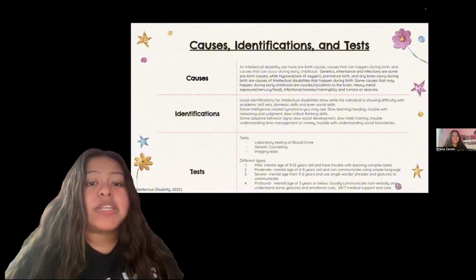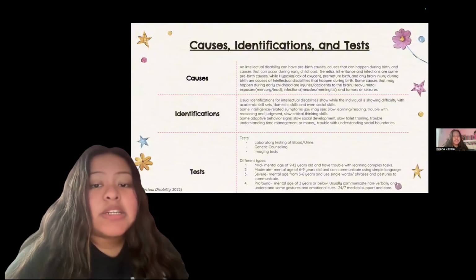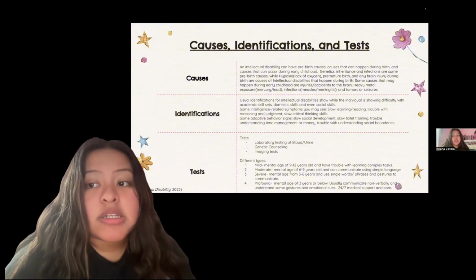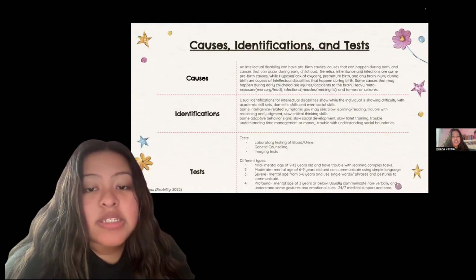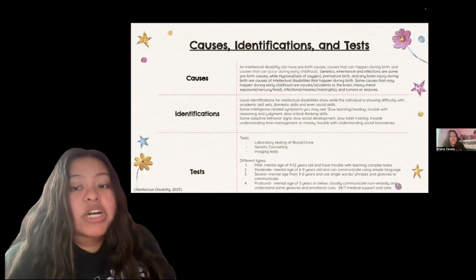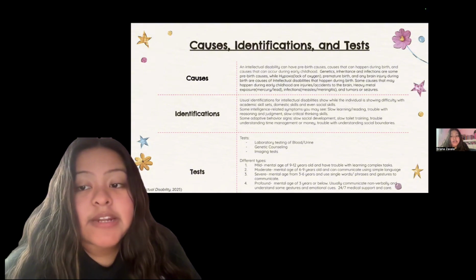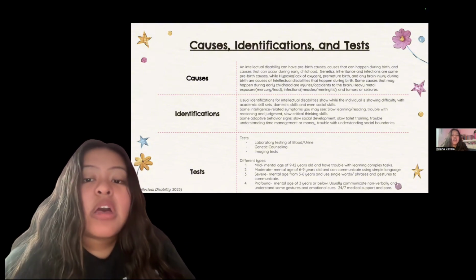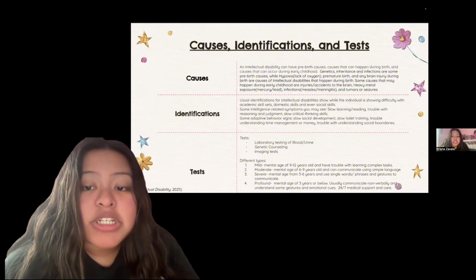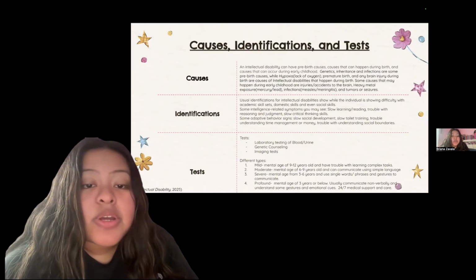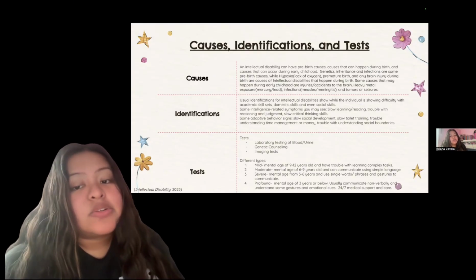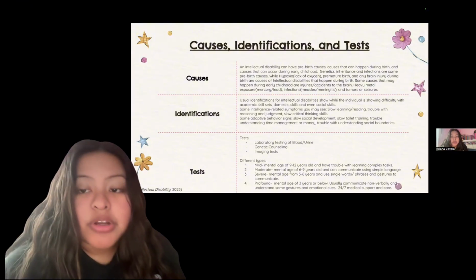Causes, identifications, and tests. An intellectual disability can have pre-birth causes, causes that can happen during birth, and causes that can occur during early childhood. Genetics, inheritance, and infections are some pre-birth causes, while hypoxia, which is the lack of oxygen, premature birth, and any brain injury during birth are causes of intellectual disabilities that can happen during the birth.